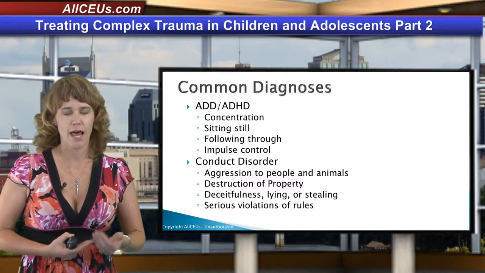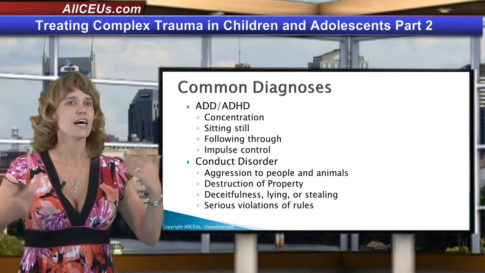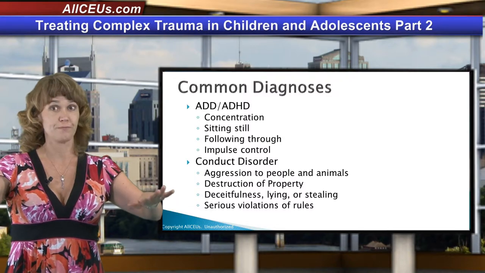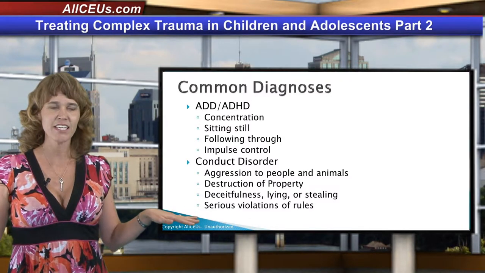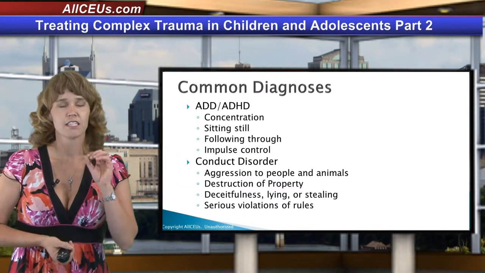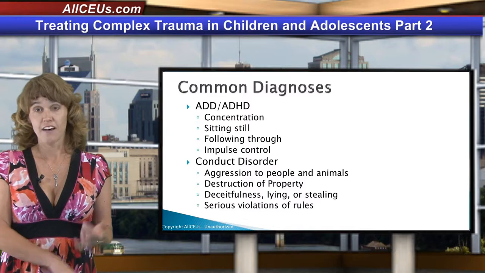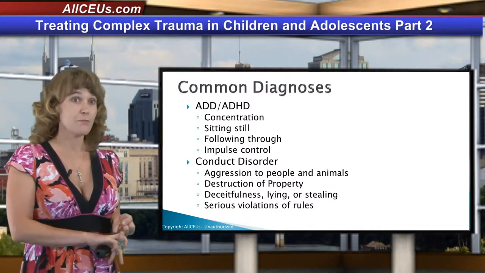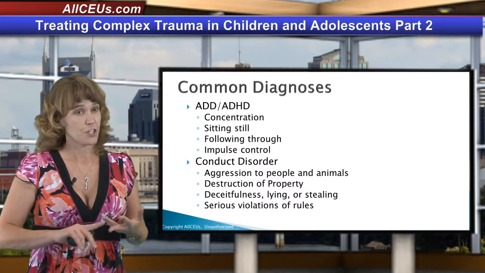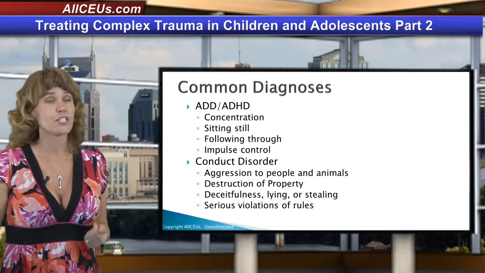So let's go through some common diagnoses that we see in people with complex trauma, as well as people without complex trauma. Again, I don't want you to make a connection that's one-to-one. There are a lot of kids with ADHD who've had perfectly good childhoods, and they just have ADHD. So let's look at, they have problems with concentration. Well, yeah. Have difficulty sitting still. Well, if they're hypervigilant, they're not going to want to sit still. They're going to want to see what's going on in the whole room. Difficulty following through. Is this sounding familiar to an earlier slide? Yeah. And difficulty with impulse control.